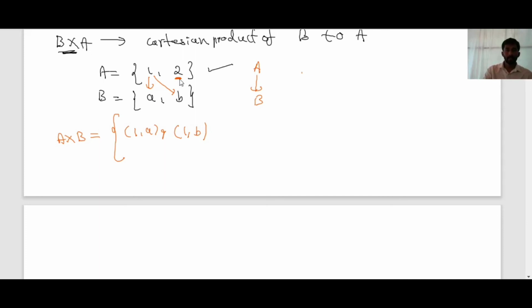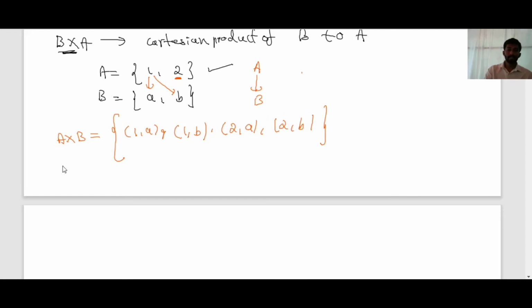What does the definition say? It's all ordered pairs from A to B. Here one element you combined, one more element is there, right? You need to combine that element also. Then you will get (2, a) and (2, b). This is the Cartesian product of A to B.